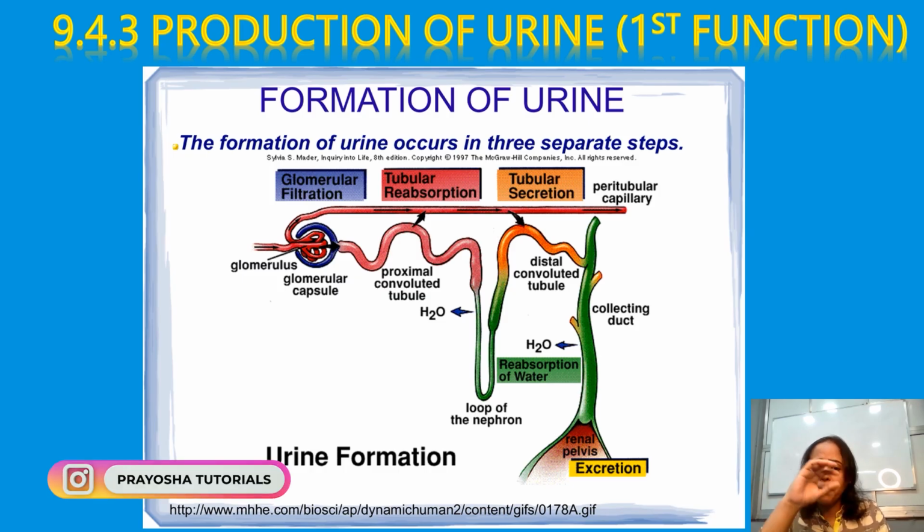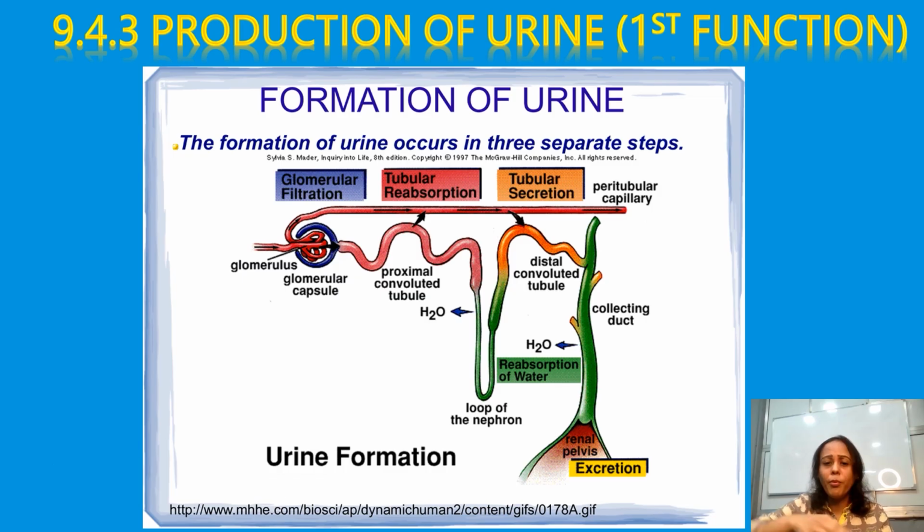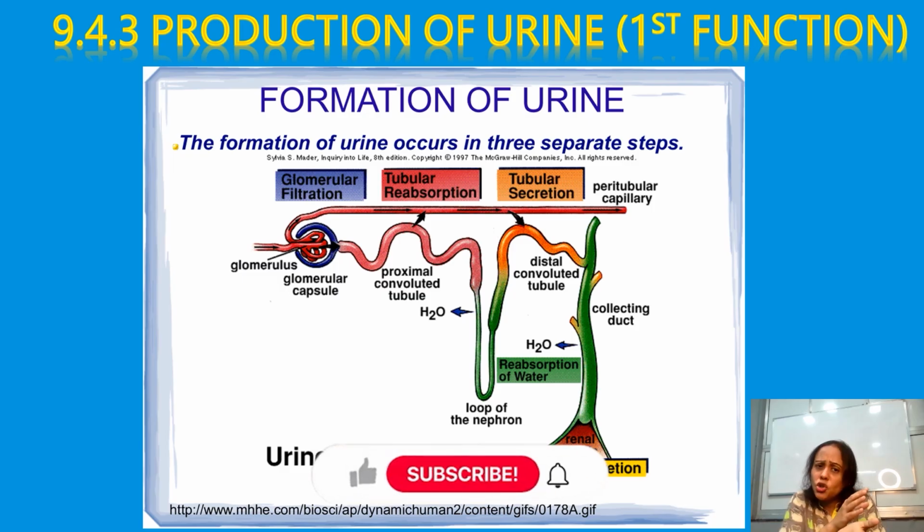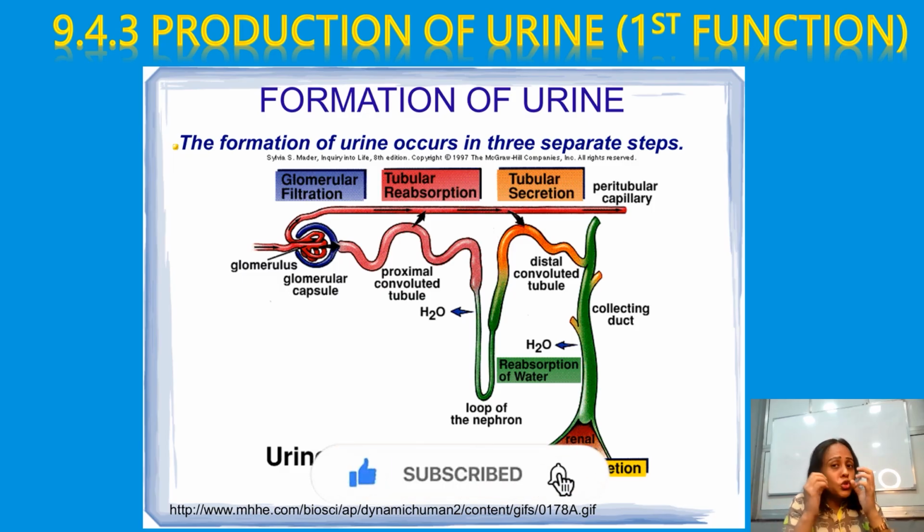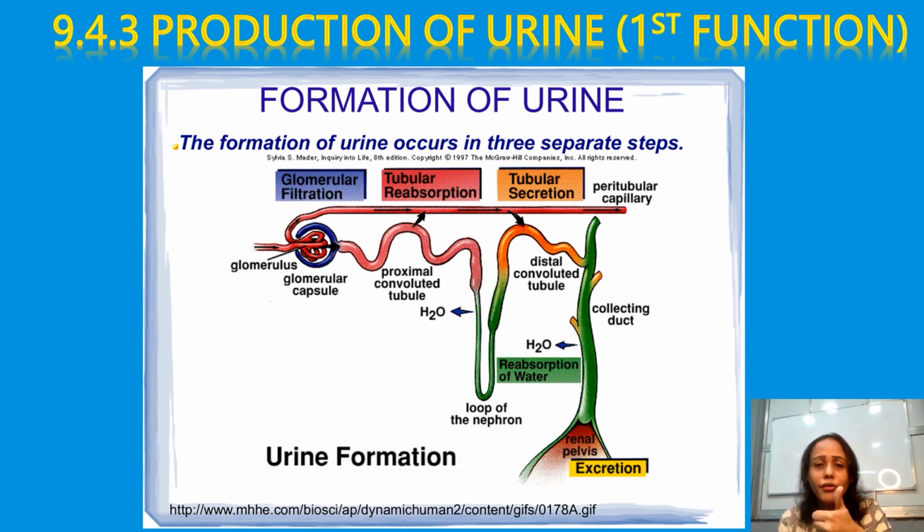After that, it will pass through the proximal convoluted tubule and the loop of Henle. Now in these areas, the second step will take place, which is tubular reabsorption. Whatever is useful, which has gone out in the ultrafiltration, needs to be taken back. So for that we have tubular reabsorption, which will take place in the proximal convoluted tubule and in the loop of Henle.